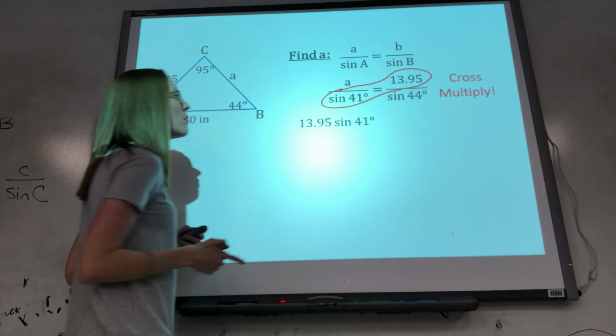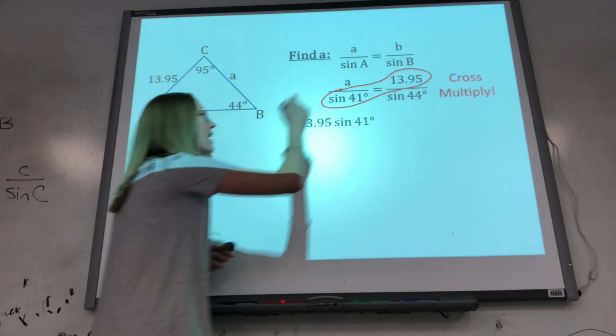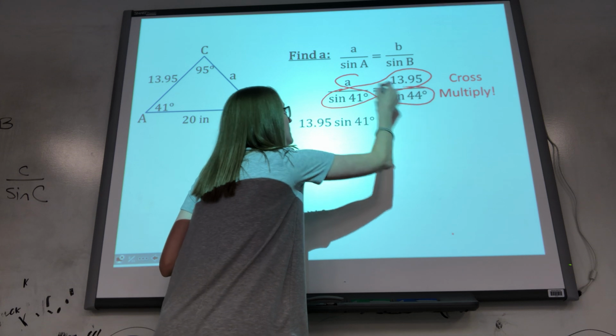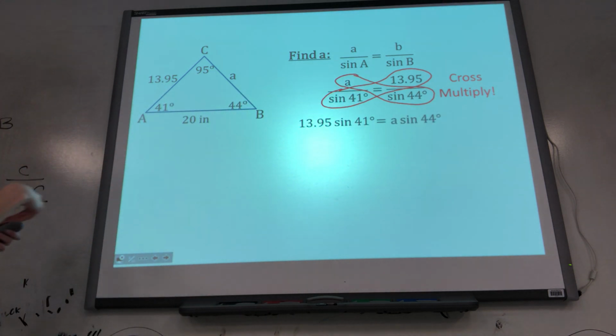I've got 13.95 sine of 41 degrees equals a sine of 44.